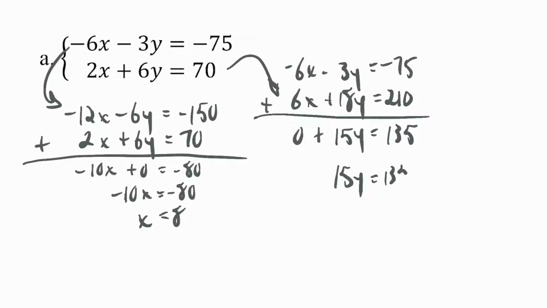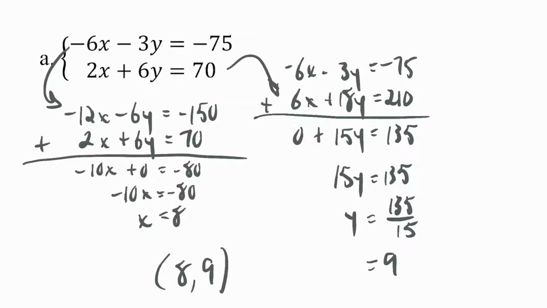equals 135, and then I can divide by 15 on both sides, so y equals 135 over 15. I think this divides evenly. I'm pretty confident. I think it's 9. Yeah, 9. That's right, 9. Okay, so the ordered pair solution is 8, 9. The solution to this pair of equations.